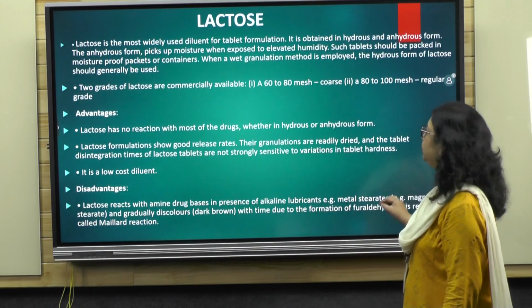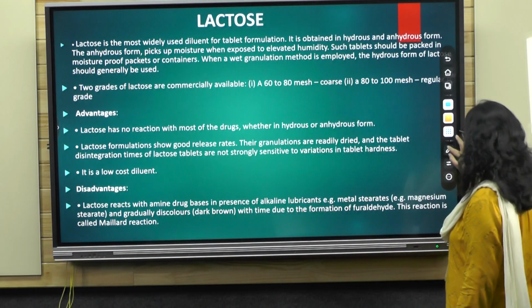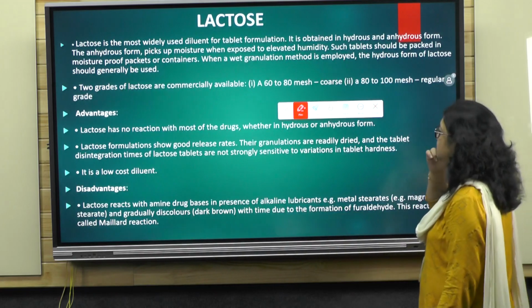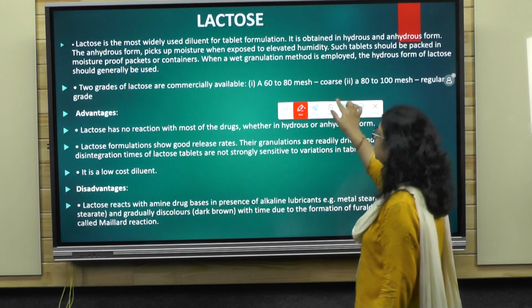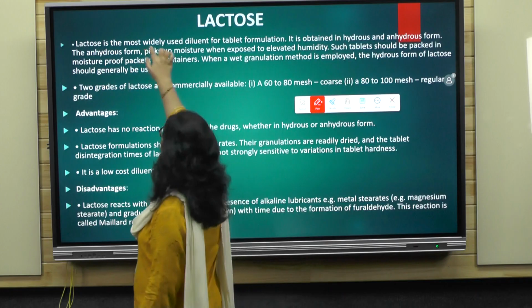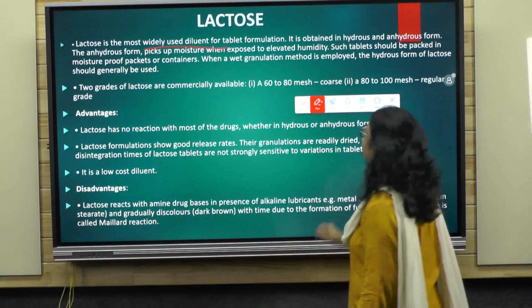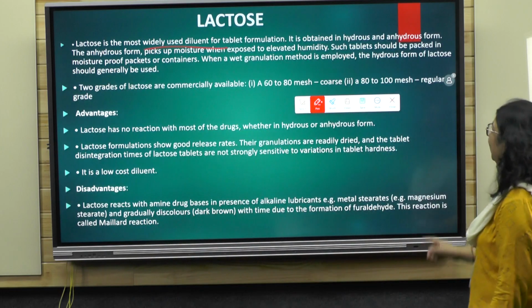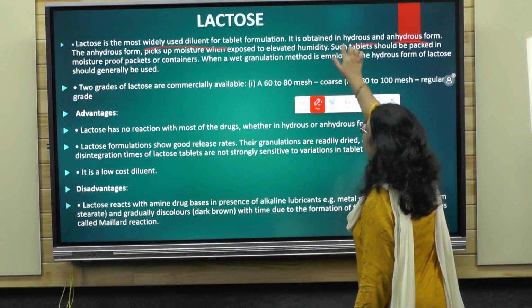So first we are going to discuss lactose. Lactose is the most widely used diluent for tablet formulation. It is obtained in both hydrous and anhydrous form.